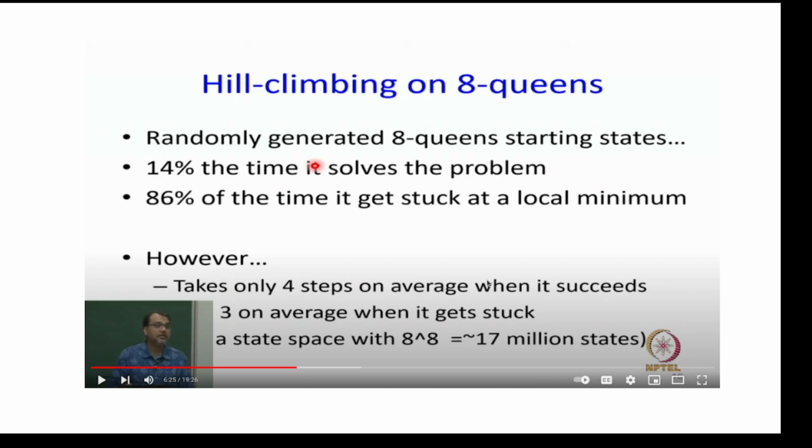So it takes only 4 steps on average when it succeeds. So 14 times out of 100, it is finally able to find the solution, and it takes only 4 steps from a given board to reach that solution. And when it gets stuck, on average it takes only 3 steps. So if you can see, the effort is quite less. That's why we are calling it a reasonable algorithm.